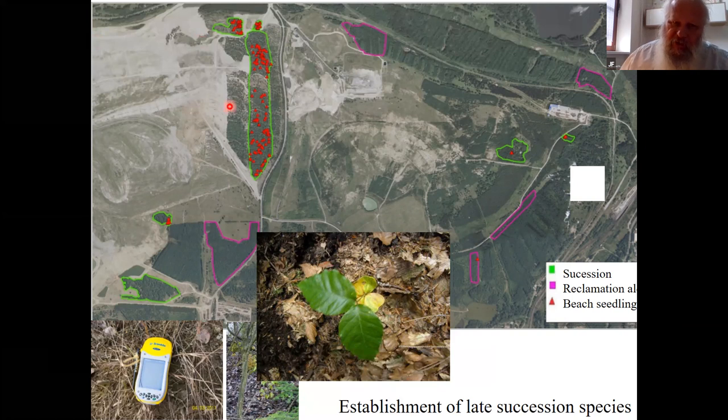There is another thing which is noticeable. There are quite a lot of beech seedlings in these unreclaimed sites over here, but there are much fewer in the south part of the heap. There are more in the north and less in the south. The reason is that south of the heap there is a mine pit, there's no forest. North there is a forest which is actually the source of seedlings.